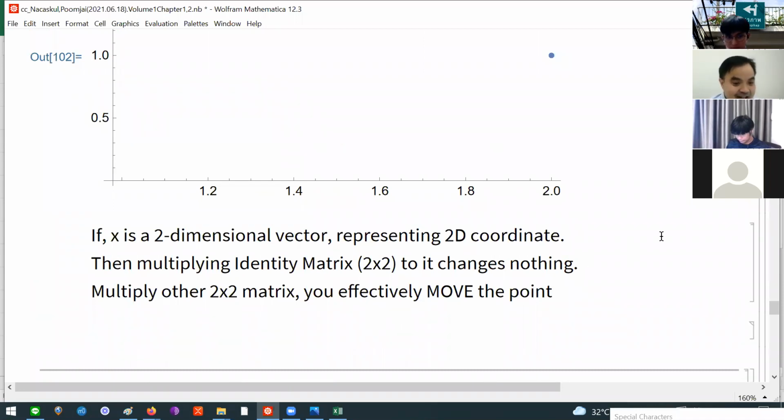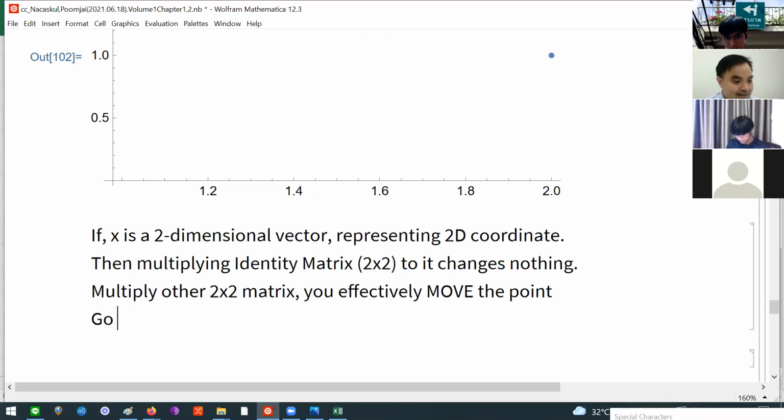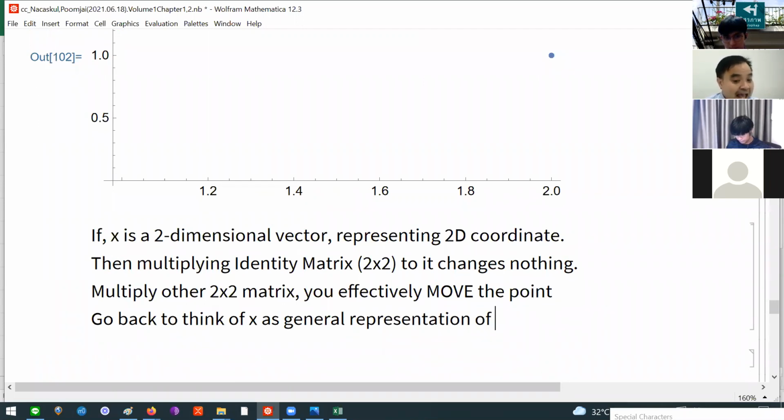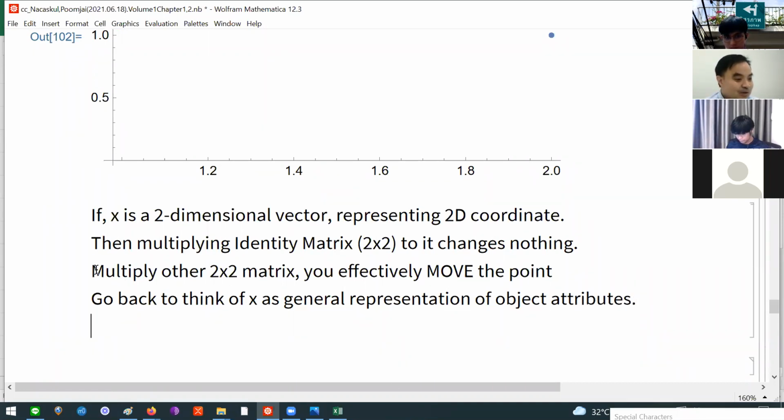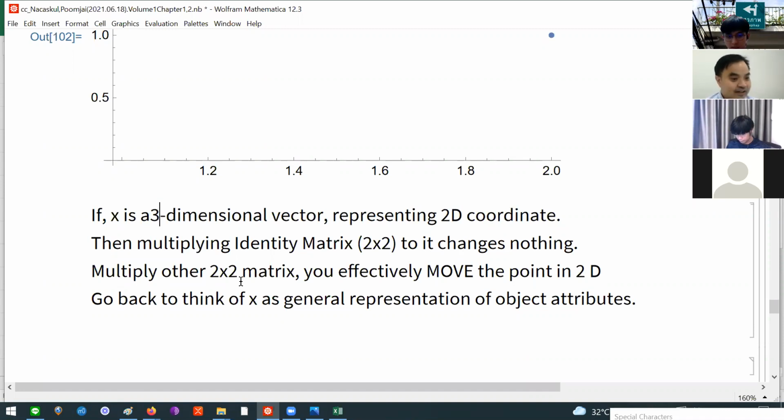So now, go back to think of X as a general representation of object attributes. If you multiply a 2 by 2 matrix to a 2-dimensional vector, you move the point in 2D. If X is a 3-dimensional vector representing a 3D coordinate, then multiplying by the 3 by 3 identity matrix changes nothing, but multiplying by another 3 by 3 matrix effectively moves the point in 3D.